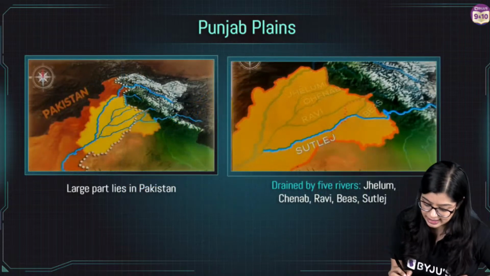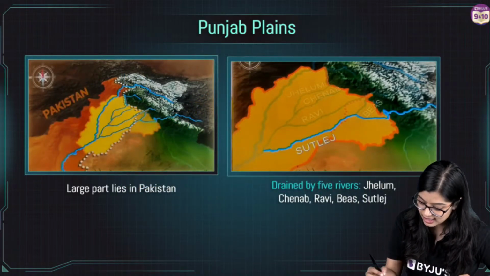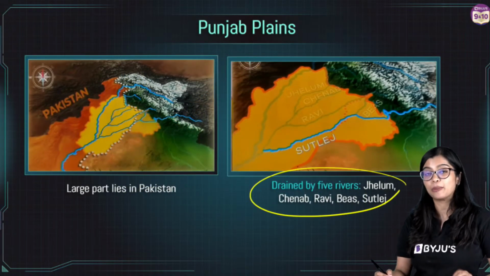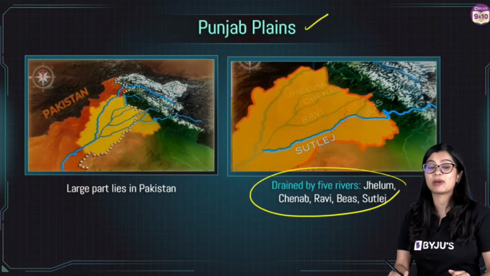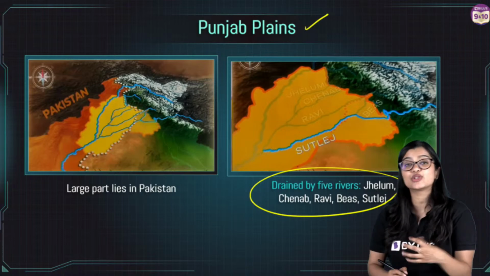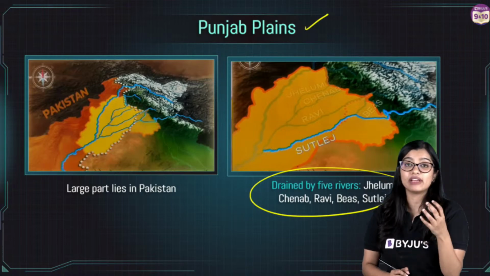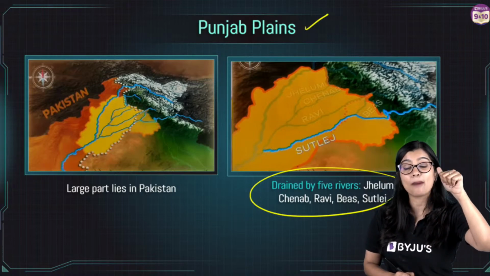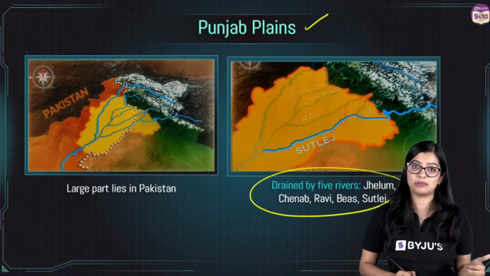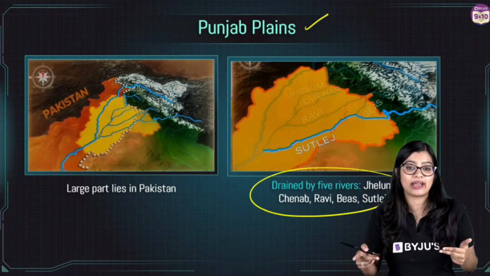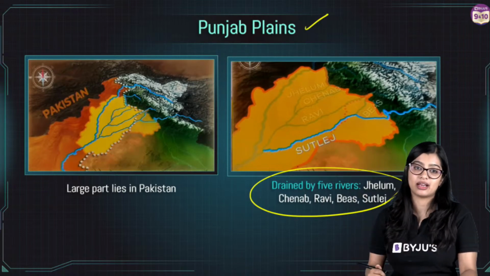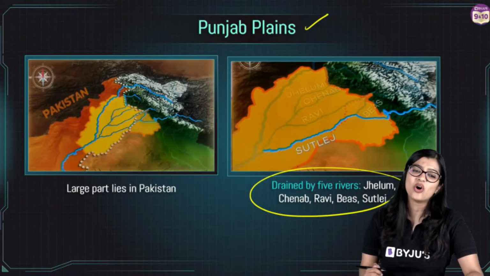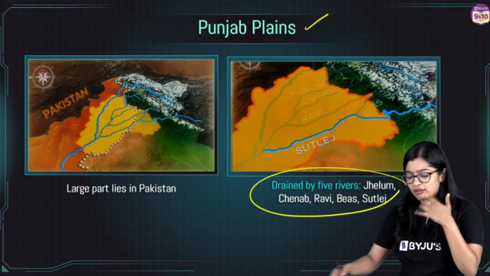Now, of course, we see that a large part of it lies in the Pakistan region, and we know that it is drained by these 5 rivers. Which is why, if you see the Punjab plains, especially in the region of Punjab, agriculture is very rich, right? Agriculture is a very prominent activity that takes place in Punjab. And now we know why there is so much agriculture. I know it's very tough to remember, right?